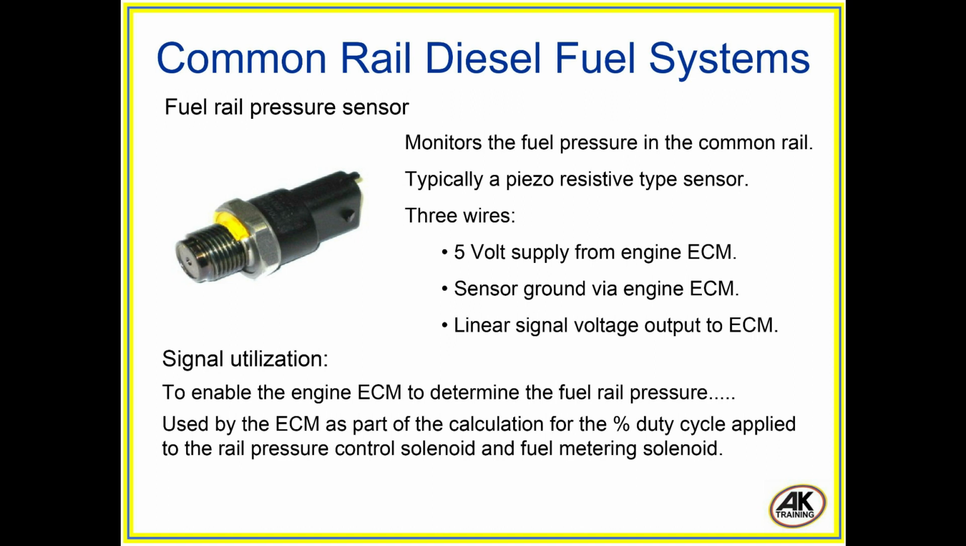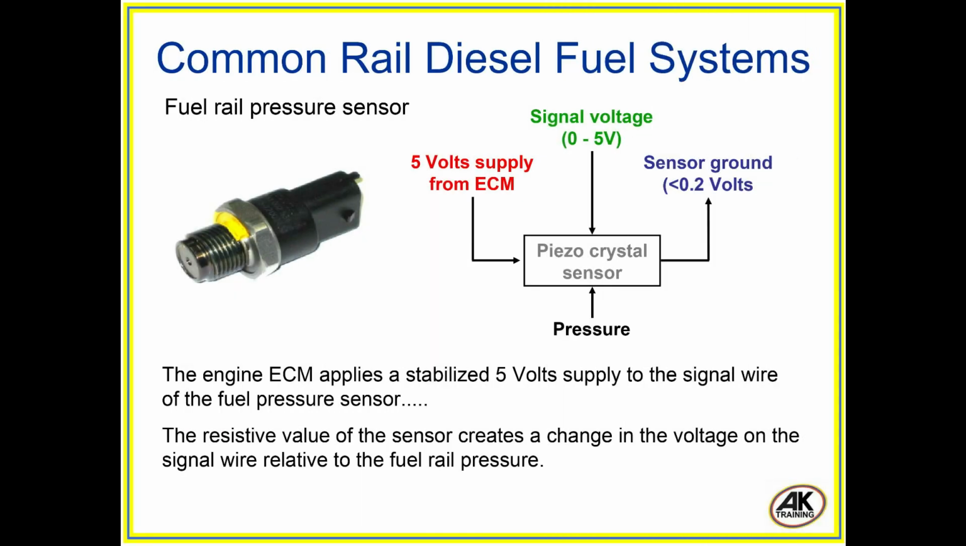Signal utilization. To enable the engine ECM to determine the fuel rail pressure. Used by the ECM as part of the calculation for the percent duty cycle applied to the rail pressure control solenoid and fuel metering solenoid. The engine ECM applies a stabilized 5 volts supply to the signal wire of the fuel pressure sensor. The resistive value of the sensor creates a change in the voltage on the signal wire relative to the fuel rail pressure.